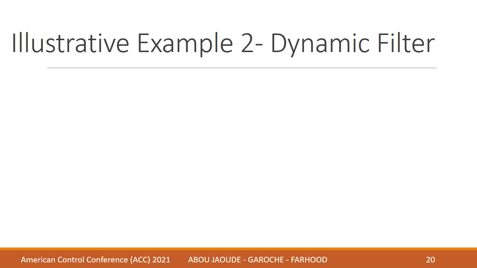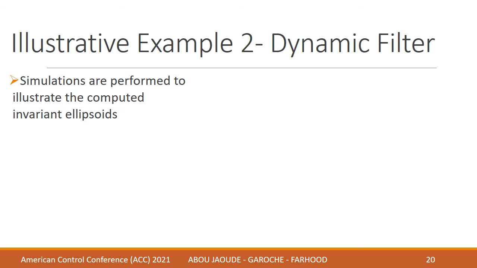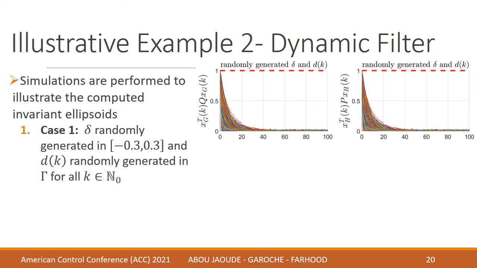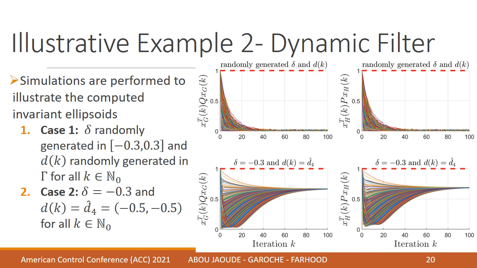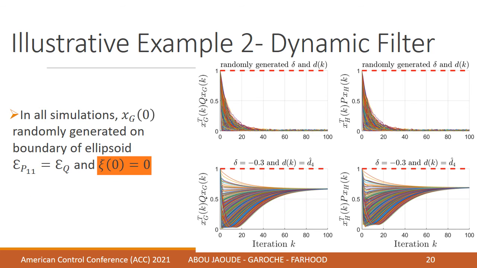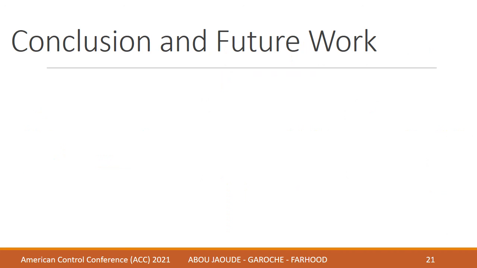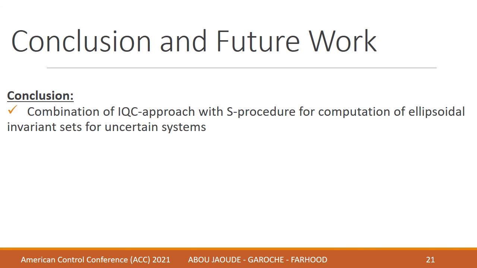We demonstrate the invariance of the computed ellipsoids EP and EQ by considering two sets of simulations, where in case 1, the parameter delta and disturbance inputs are randomly generated, and in case 2, they are chosen to be fixed. In all the simulations, the initial condition xg0 is randomly generated on the boundary of EQ, and xc0 is set equal to 0.